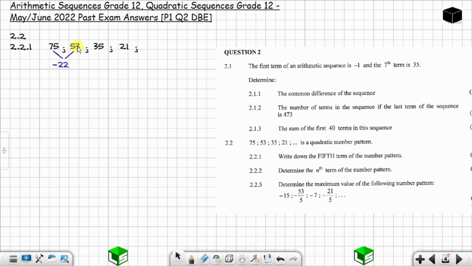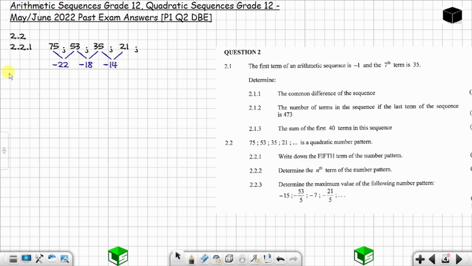What is the difference between 53 and 35? You take 35 minus 53. You always take the next term minus the previous term to get the difference between the terms. The difference is negative 18. And you do the same here. What is the difference between 35 and 21? The difference is negative 14. So the difference between 35 and 21 is negative 14. Okay, so these are the first differences.